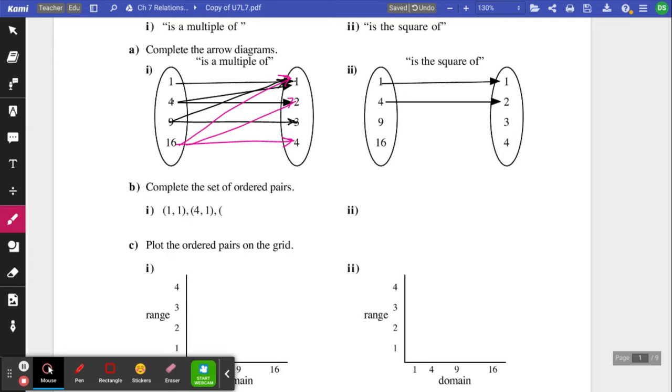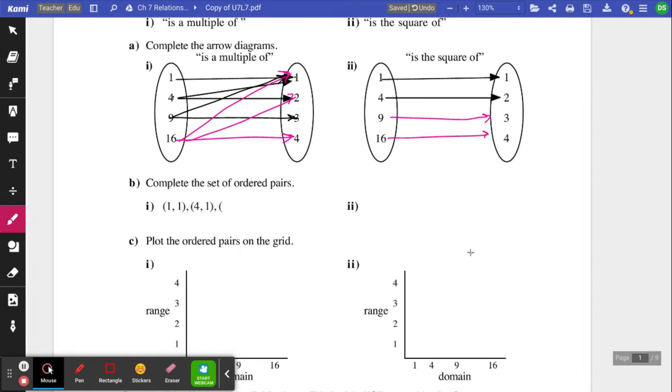All right, let's talk about 1, 4, 9, and 16, and let's talk about if I said that the machine is a square of. If I said we're talking about the relationship that something is a square of it, then 1 is the square of 1, 4 is the square of 2, 9 is the square of 3, and 16 would be the square of 4.